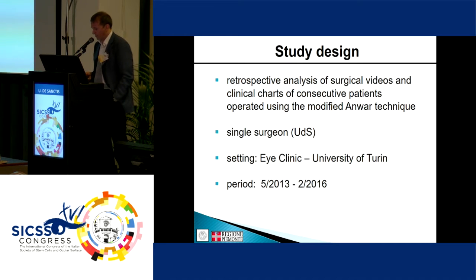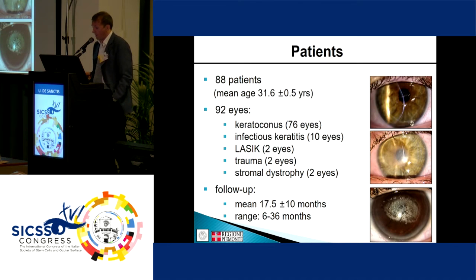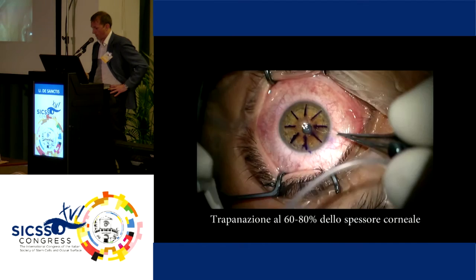In this study, I report a series of patients undergoing this method in the eye clinic of University of Turin. These are the eligibility criteria. These are corneas. Minimum thickness was 350 micron. 88 patients, 92 eyes. Indications were mainly keratoconus, but there was also quite a high number of infectious keratitis. Mean follow-up is 17 months in this series.